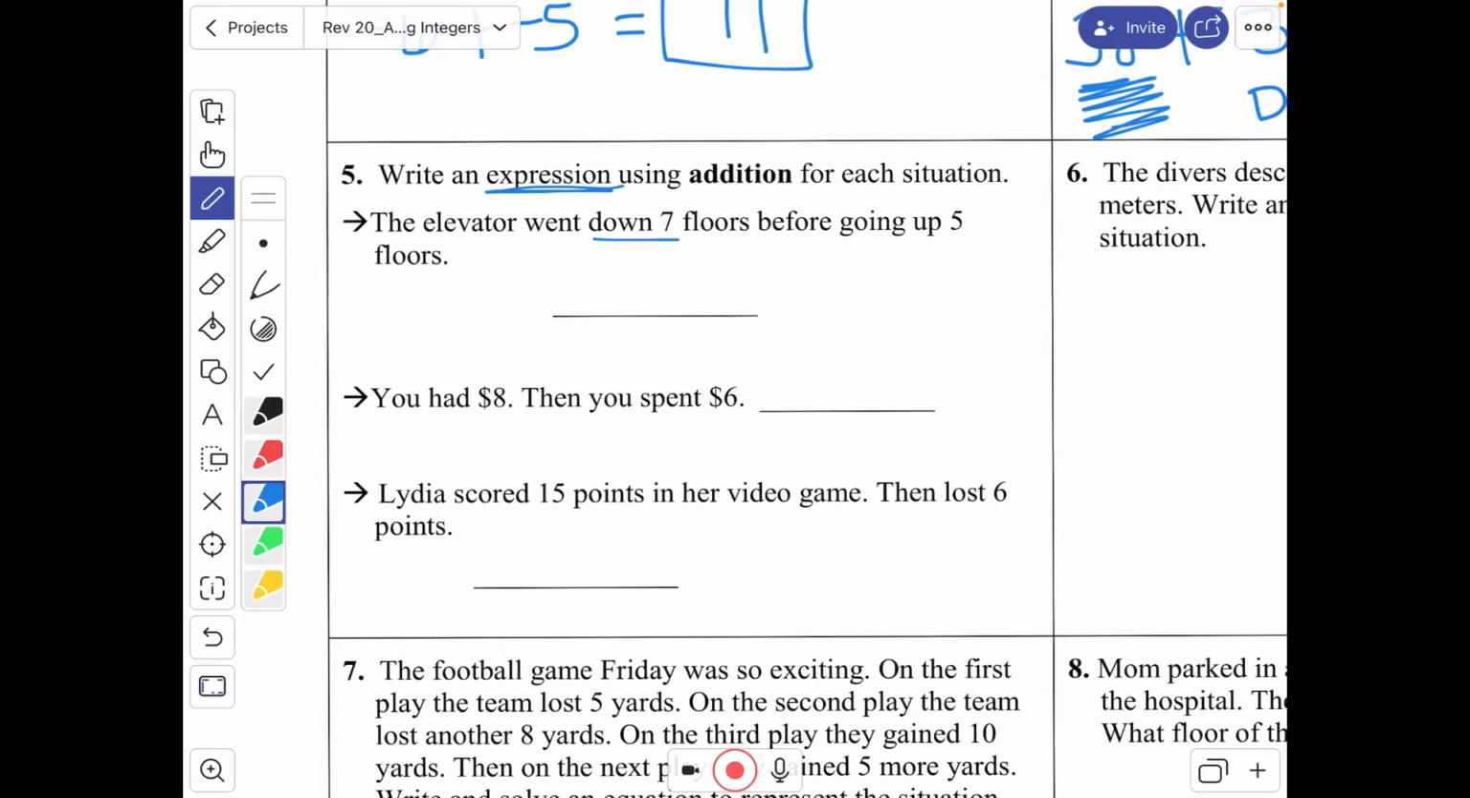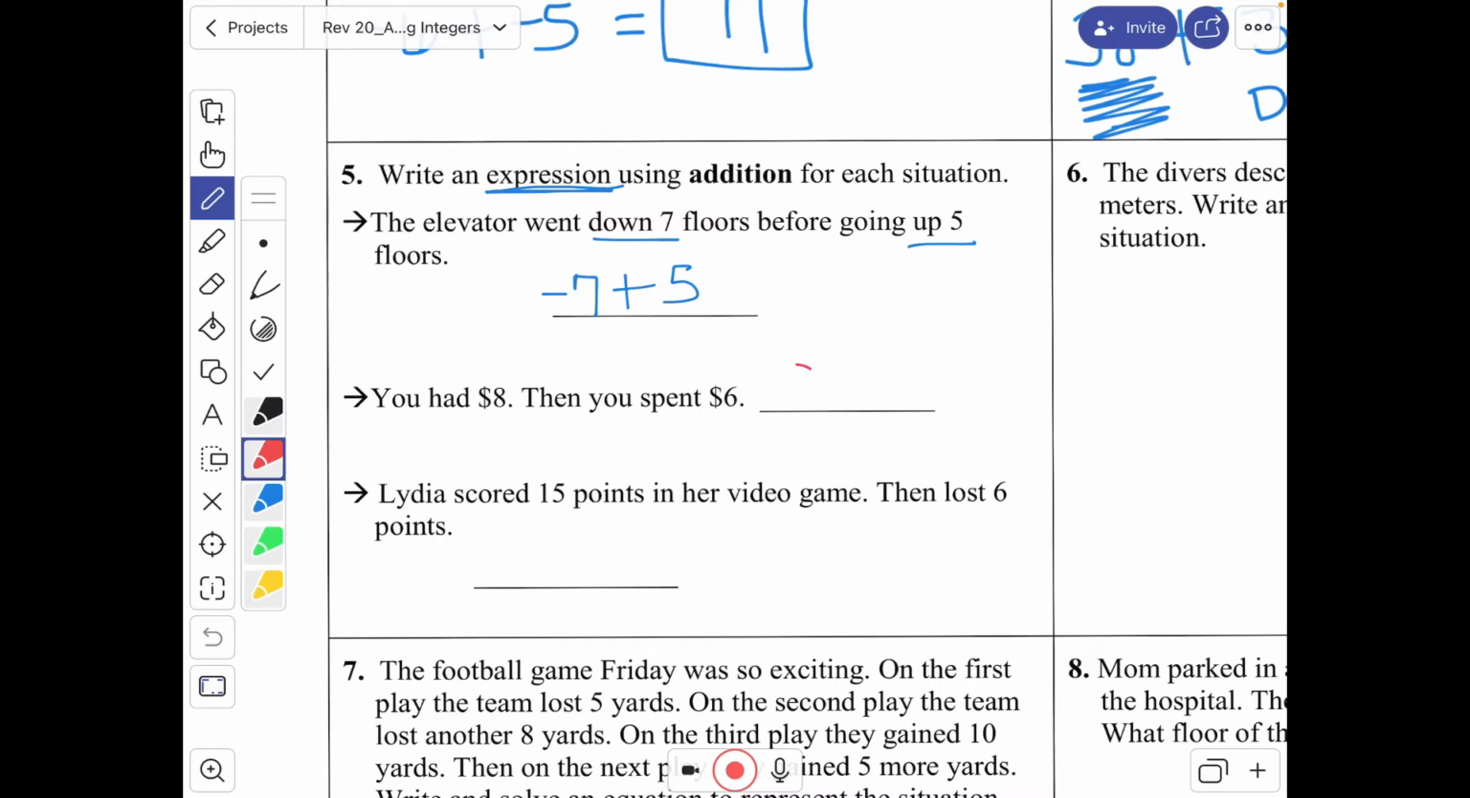So the first one says the elevator went down 7 floors. If it goes down, that's negative. Before going up 5 floors. Up is positive, so negative 7 plus positive 5.